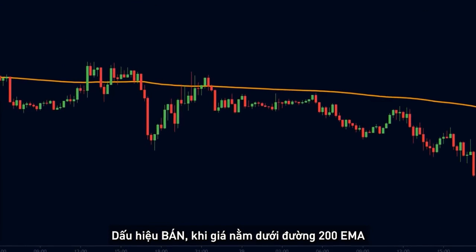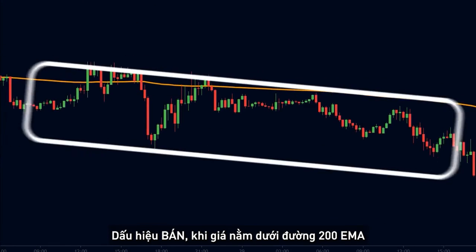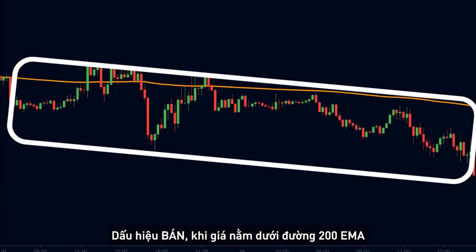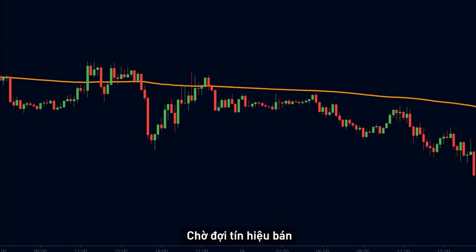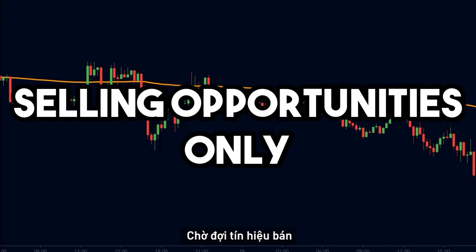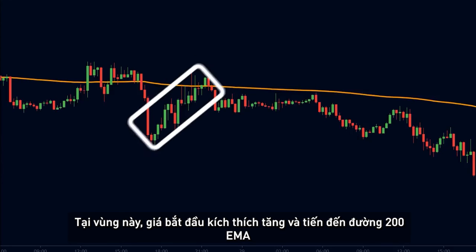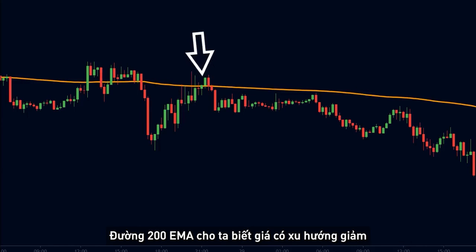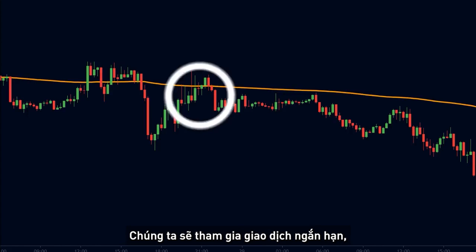Here is a sell trade. We see that the price was trading below the 200 EMA. Hence, we will look for selling opportunities only. Here the price makes a pullback and touches the 200 EMA. The 200 EMA can provide resistance to the price, and the price might make a down move. So, we would like to place a short trade here.